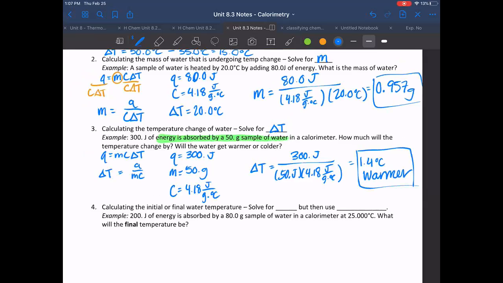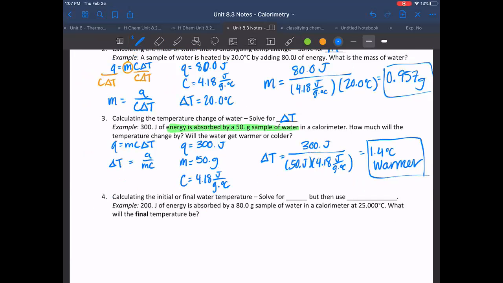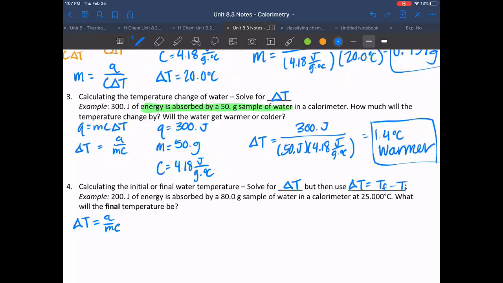Okay. All right. Last one here. Now we are still looking for the initial or final. Doesn't matter which one you're looking for. You still have to solve for delta T, but then you're breaking it down into delta T's T final minus T initial to get this. So we already know that delta T is equal to Q over M C. So again, we have to go through and define what each of those are.